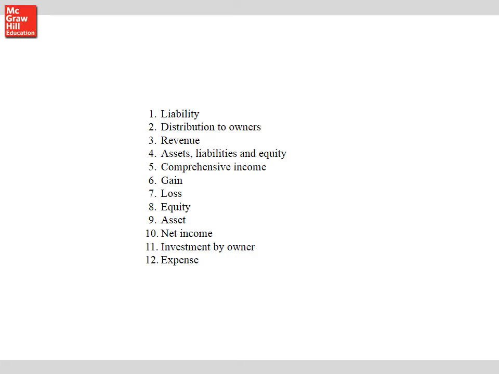So an obligation to transfer cash or other resources as a result of a past transaction. That's a liability. Dividends paid by a corporation to its shareholders. Distributions to owners. Inflow of an asset from providing a good or service. That's revenue. Remember, the asset could be anything. It could be cash. Somebody could pay you for doing a service with land or any plant asset. It could be a receivable.